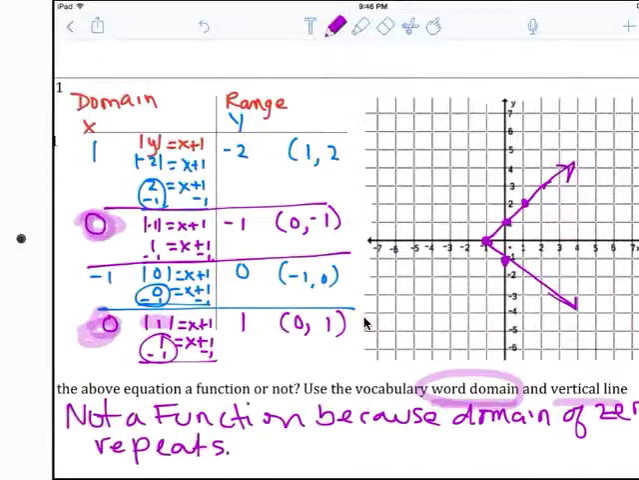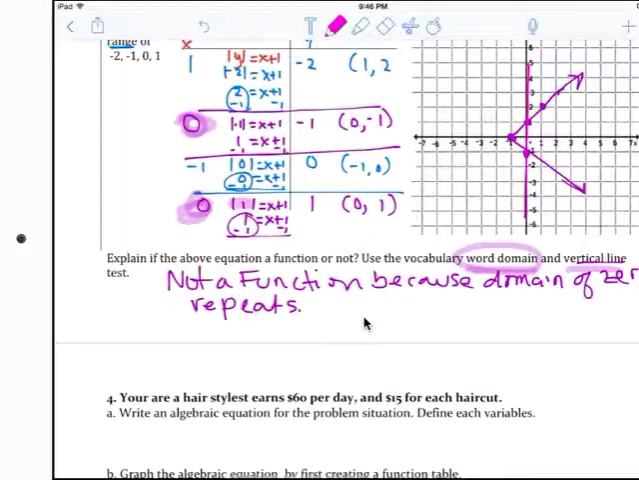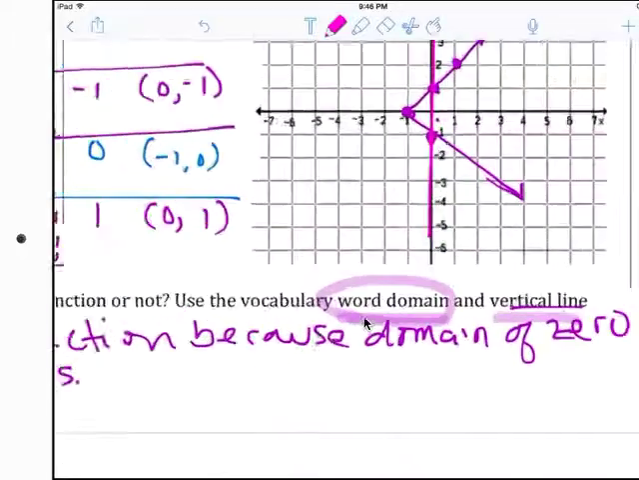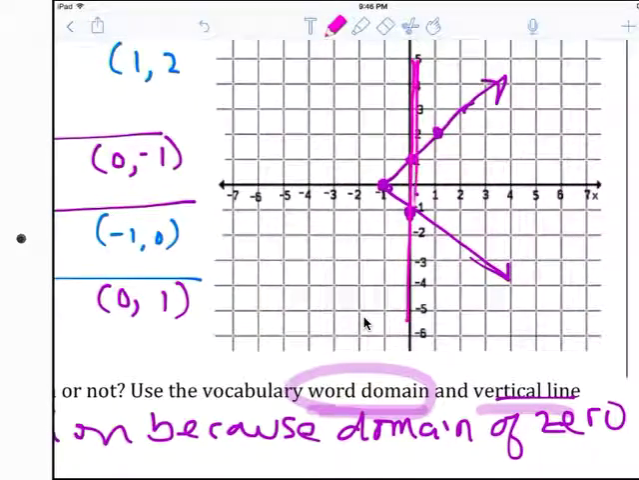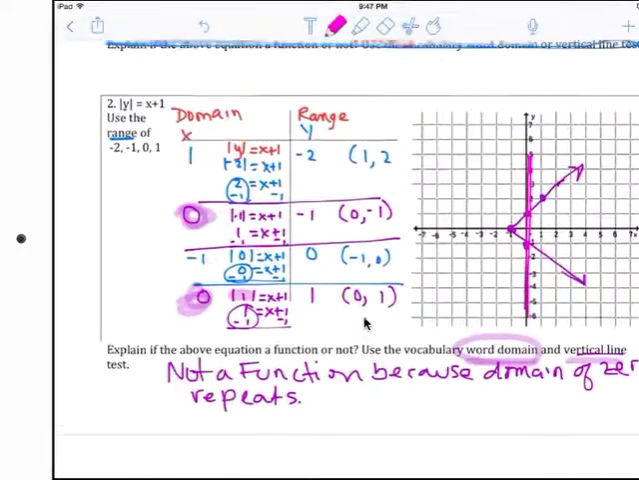And if you use the word vertical line, you would say not a function because the vertical line crosses this graph twice. Okay. Don't mention anything about domain. Just mention that the vertical line crossed the graph twice. Domain is only mentioned about the graph.